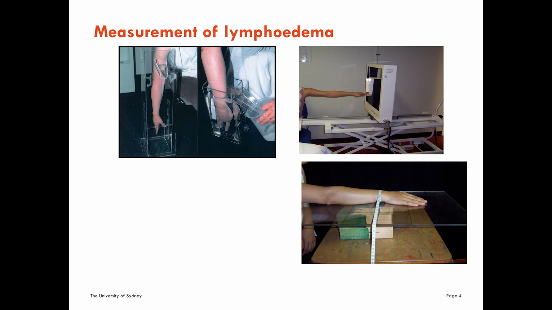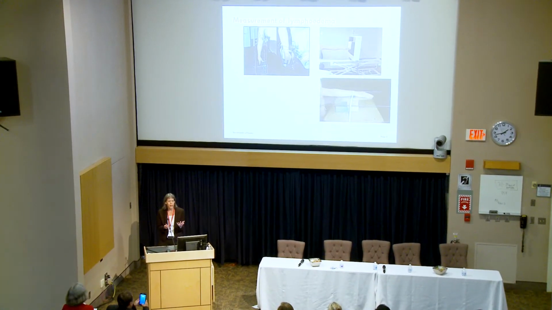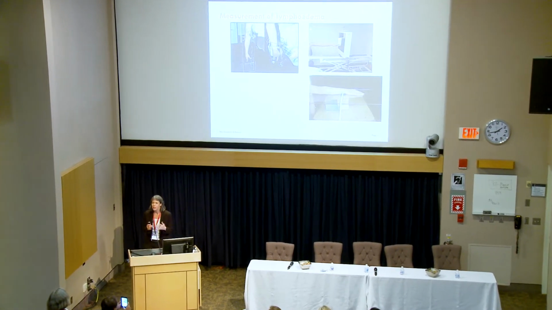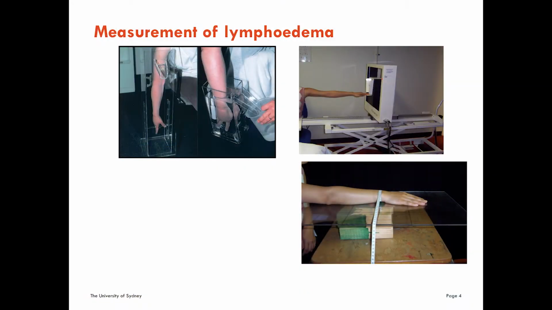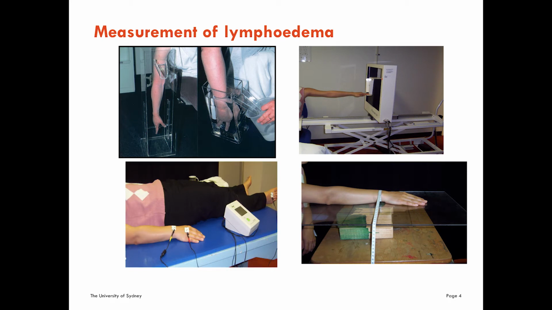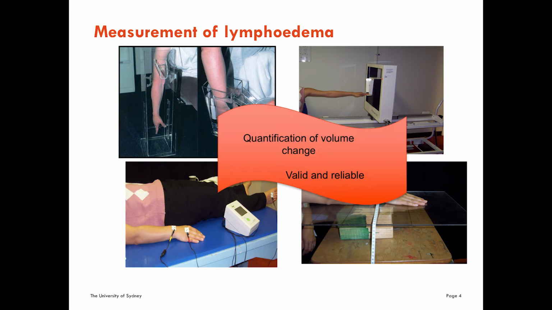And so there's three tools here. There's water displacement, perometry, and the good old tape measure. All measure the same thing. They're measuring an indication of limb volume, including changes in extracellular fluid, as well as the adipose, the fat tissue. More recently is bioimpedance. And bioimpedance is quantifying specifically the extracellular fluid of which lymph is the major component. The good thing about all of these tools, if you use a standardized approach, is that they are valid and reliable. So you can choose what you want depending on what you want to do, what resources you have.